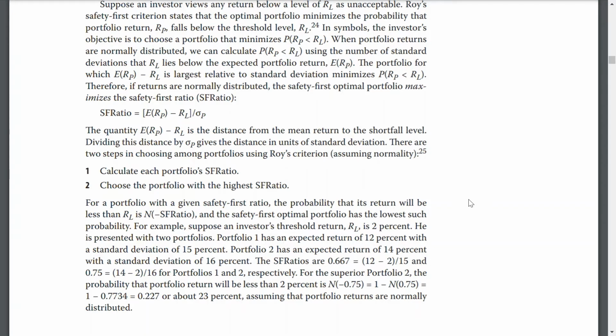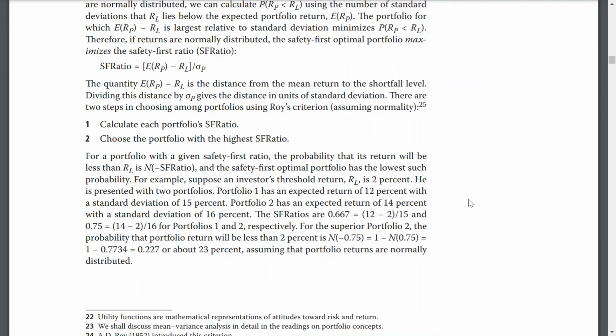Therefore, if returns are normally distributed, the safety first optimal portfolio maximizes the safety first ratio, or SFR, which looks like this: the expected value of RP minus RL, divided by the standard deviation of P. The numerator of the safety first ratio is the distance from the mean return to the shortfall level. Dividing this distance by the standard deviation of P gives the distance in units of standard deviation.